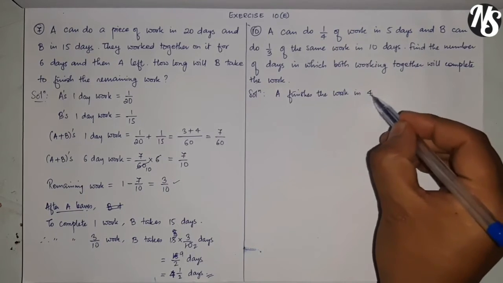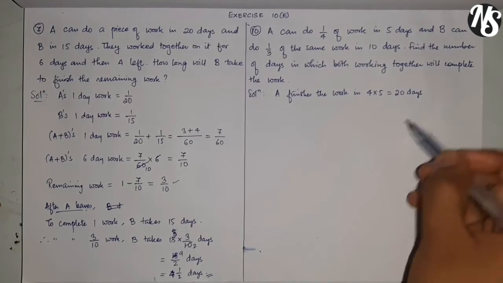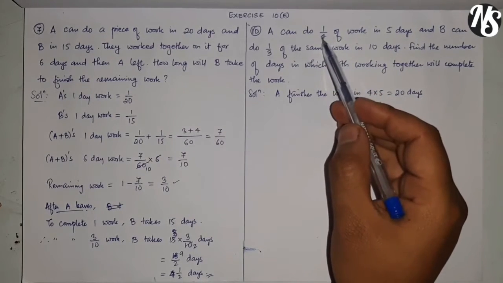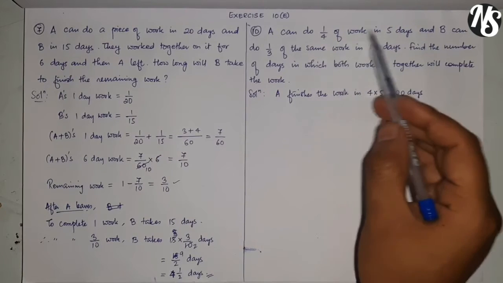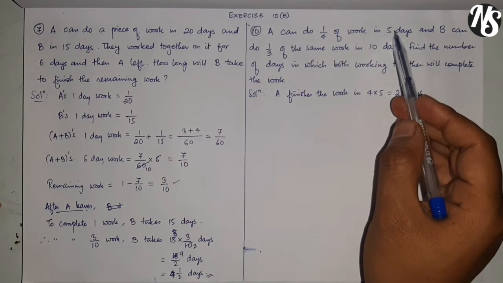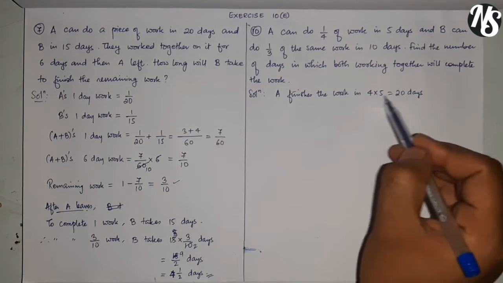So it will be 4 into 5, that is 20 days. I hope this thing is clear. Only 1/4 part is done in 5 days. So in order to complete the work, this 4 goes here and gets multiplied with 5. Okay, so I got that A finishes the work in 20 days.